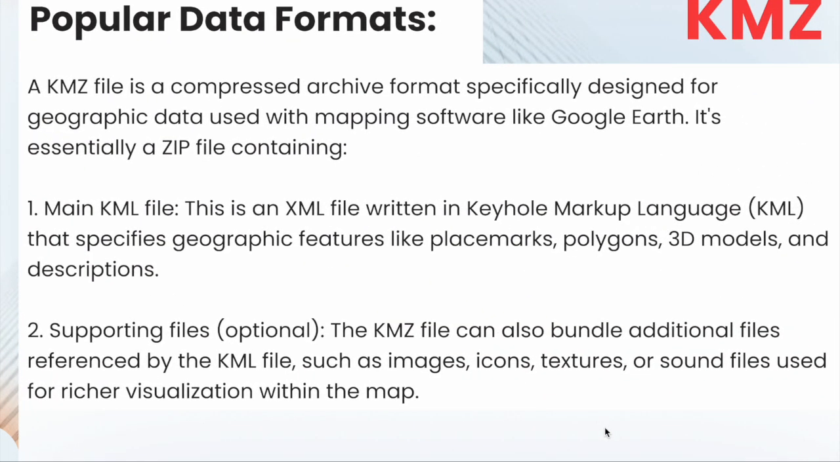KMZ. A KMZ file is a compressed archive format specifically designed for geographical data used with mapping software like Google Earth. It is essentially a zip file. A zip file is a compressed file that contains the main KML file. This is a file written in Keyhole Markup Language, KML, that specifies geographic features like placemarks, polygons, 3D models, and descriptions. The KMZ file can also bundle additional files referenced by the KML file, such as images, icons, textures, or sounds used for richer visualization within the map.